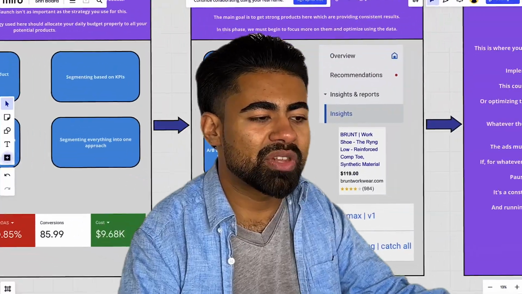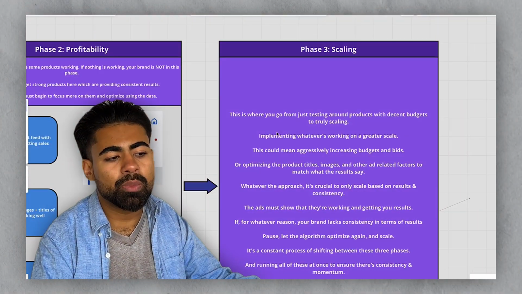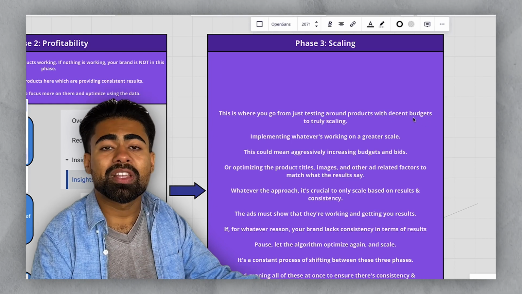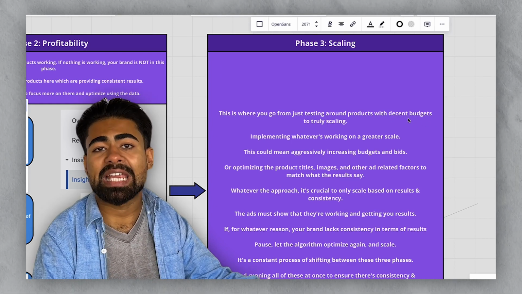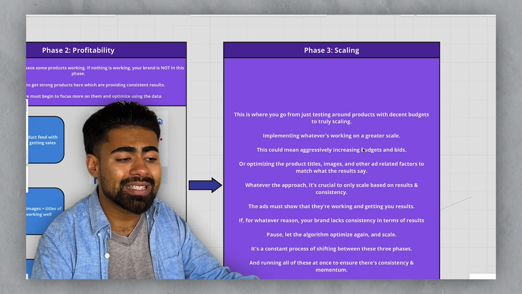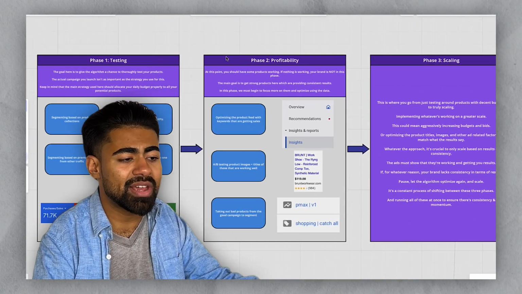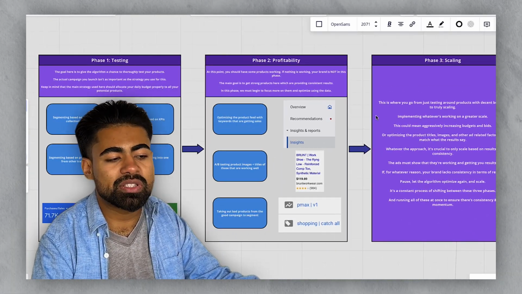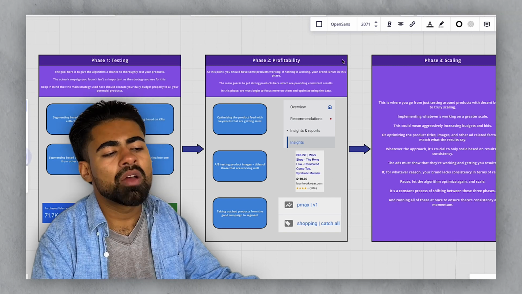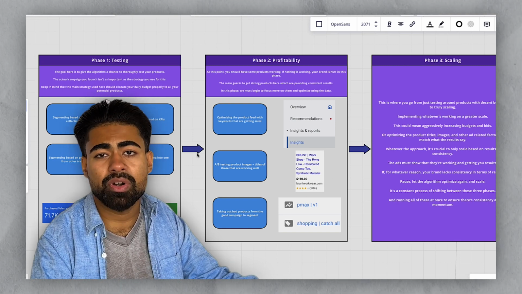Because once you are finished with the profitability phase, which in all reality you never really truly finish, you are always in one of these two phases, but once you're at a decent scale here, that's when you move on to the third phase, which is the scaling phase, the final phase of the ecosystem. But keep in mind, this is not the phase where you just end things. These phases are always ongoing, so you're always jumping from the third phase to the second, from the second phase to the third, and then back to the first, and so on and so forth.